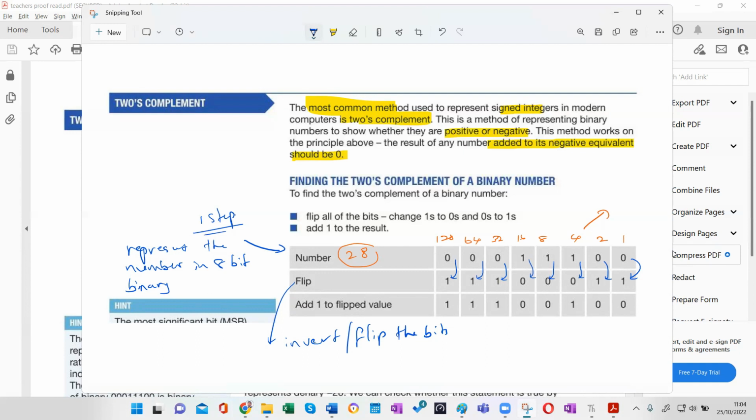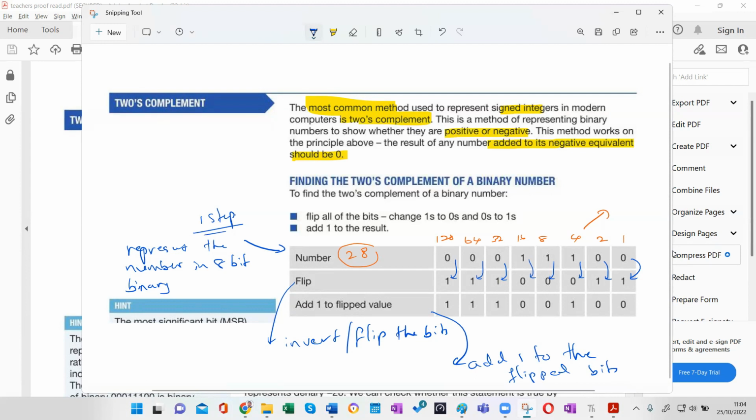That's all. The last step is to add 1 to the flipped bits. That means you have to add 1 to these flipped bits.